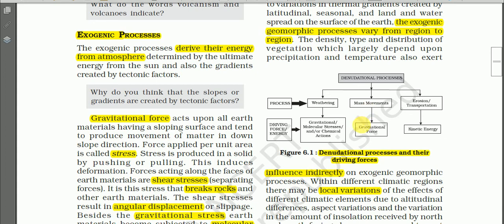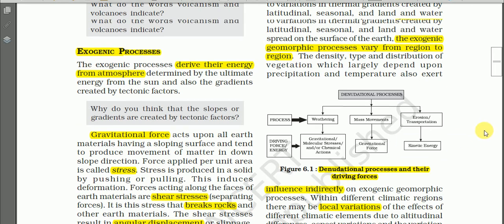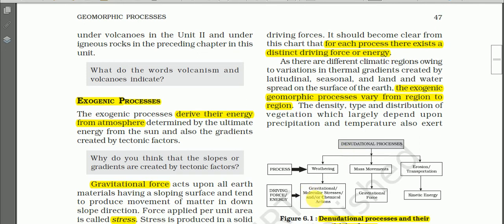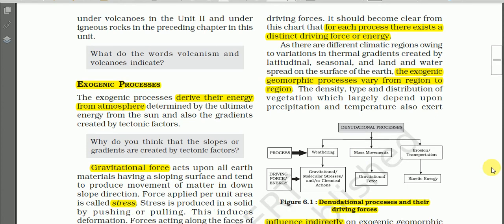Then for mass movement, the main driving force is the gravitational force, and for the erosion and transportation processes, kinetic energy, mechanical energy, is the main driving force. When you see this chart, we have known that for each denudational process, we have a unique driving force or energy.